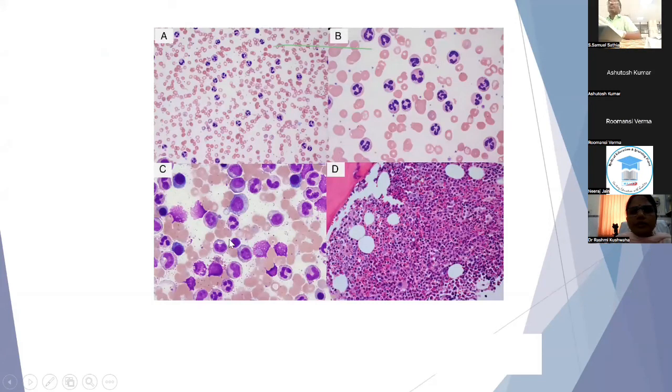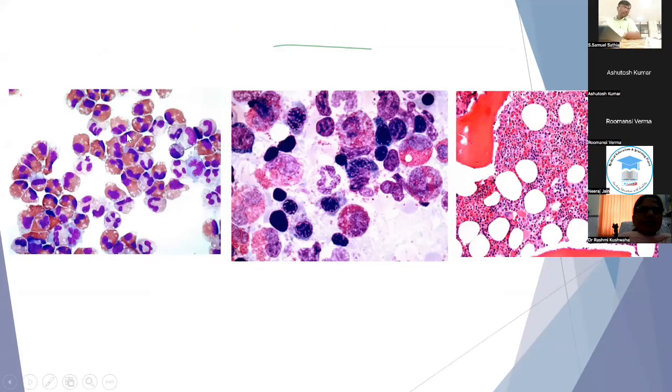This is the bone marrow aspirate showing the granulocytic proliferation. This is a trephine section showing a large amount of granulocytic proliferation with occasional megakaryocytes and occasional erythroid precursors seen. So this was a case of chronic neutrophilic leukemia. And of course, while classifying a case into chronic neutrophilic leukemia, we have to keep in mind the WHO criteria of chronic neutrophilic leukemia.